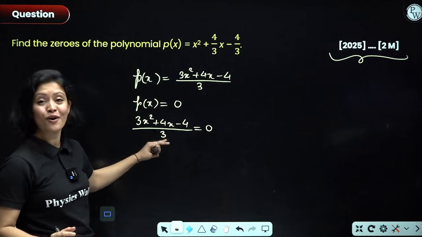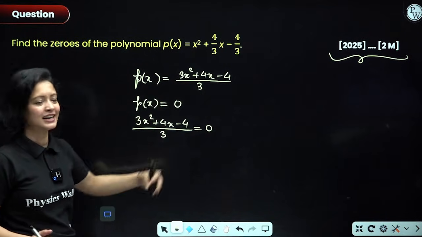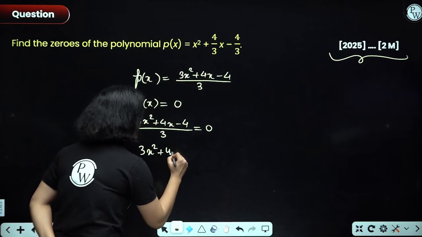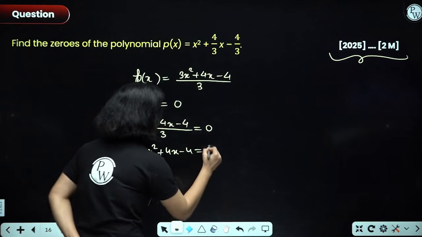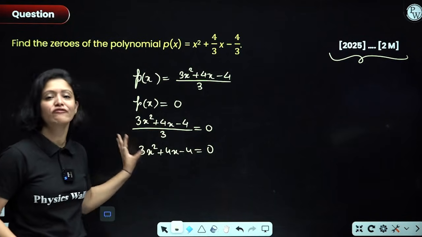You can take this denominator on the left hand side and move it to the right hand side. So, finally, what do you get? You get 3x² + 4x - 4 = 0. That's it. Now, you have to simplify this or factorize this.